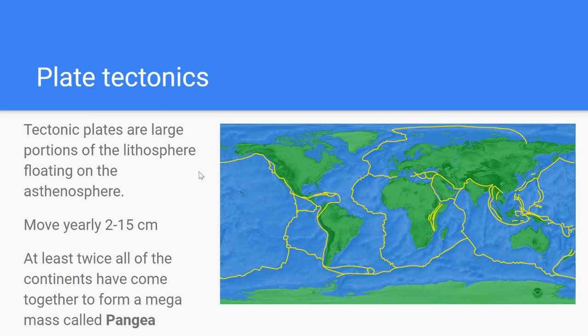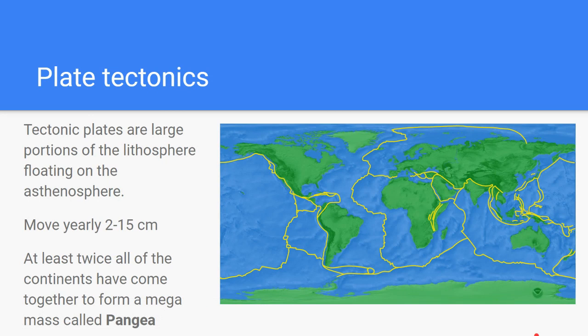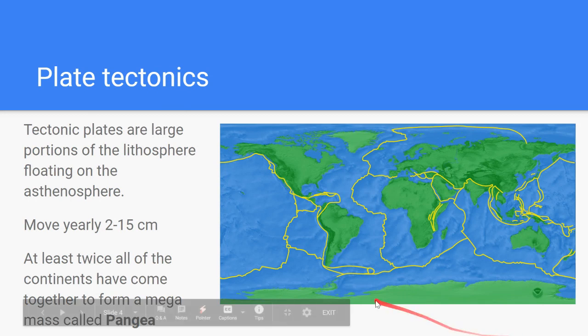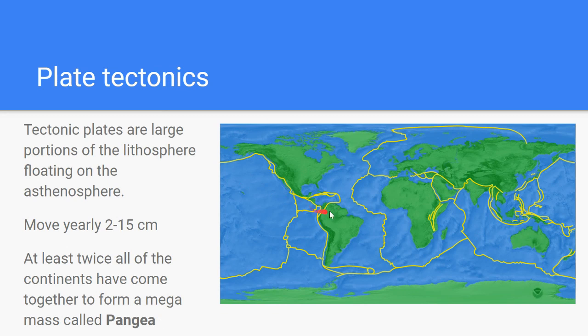Since the Earth became the Earth, at some point these plates have aligned to where all of the land on Earth, so all of this stuff, has connected into one giant continent called Pangea. And then it broke apart, the plates floated around a little bit and then it came back together, and then it broke apart and they all spread out to where they are now.